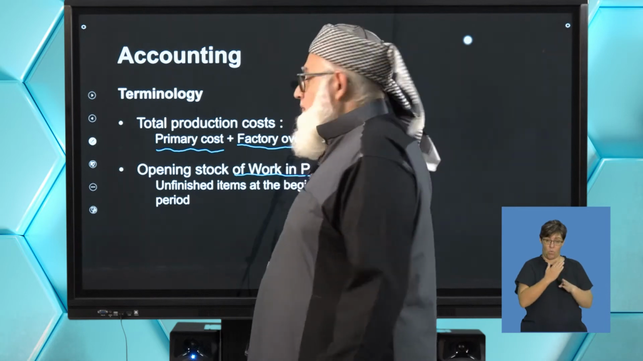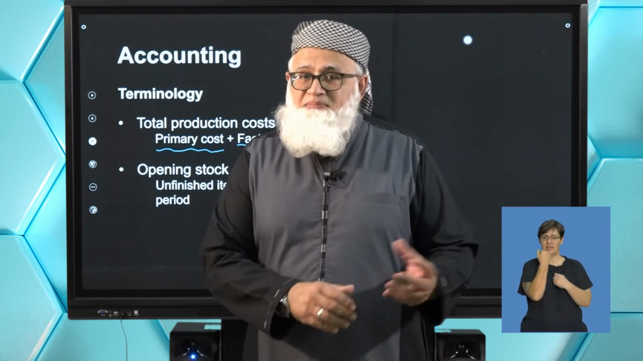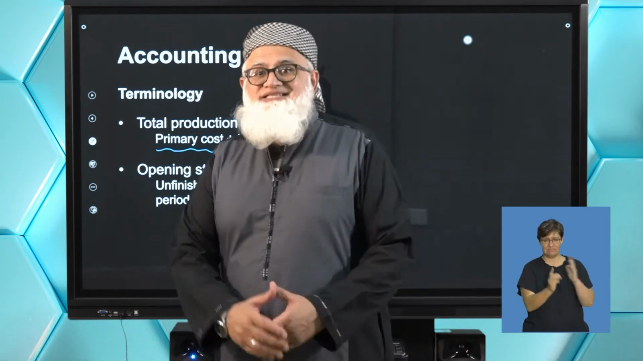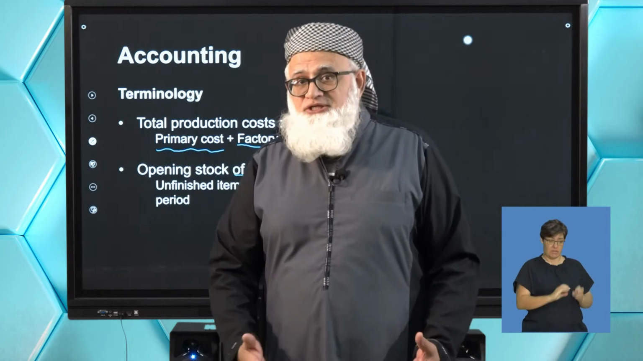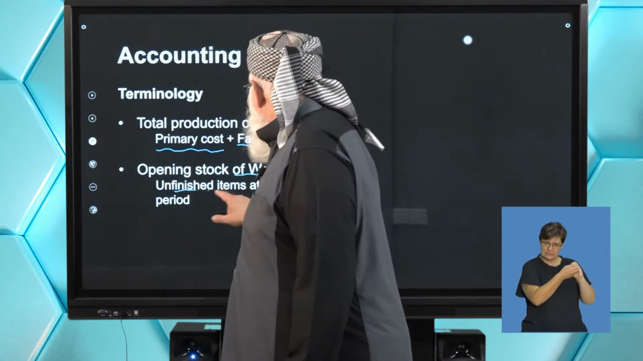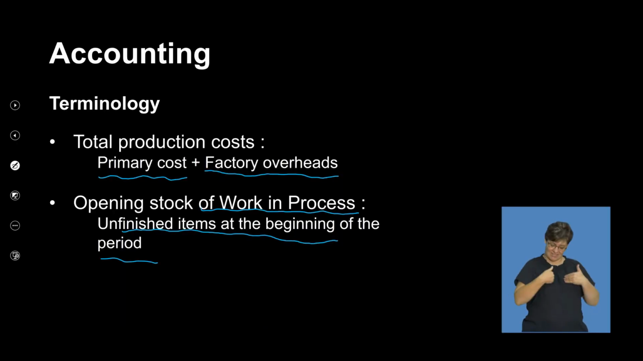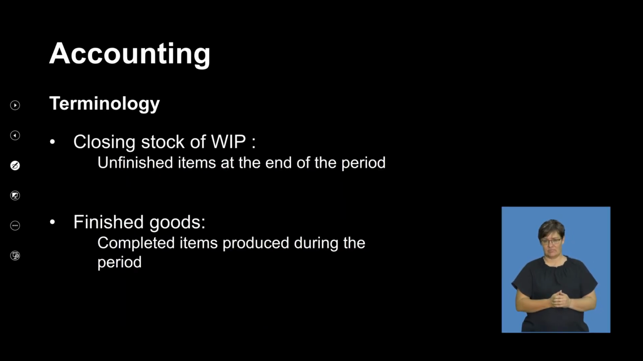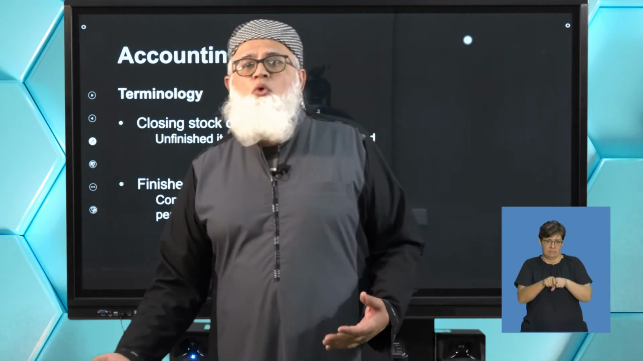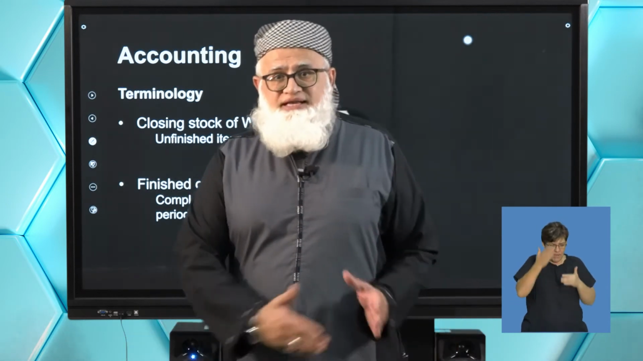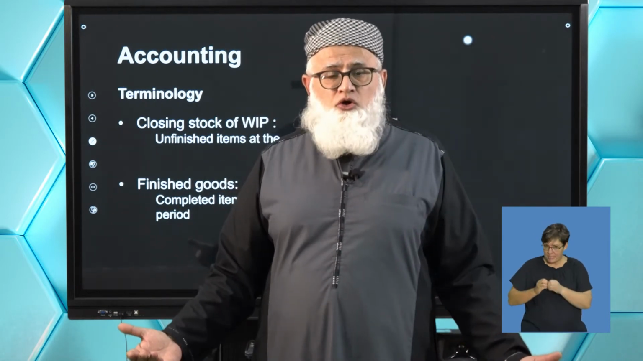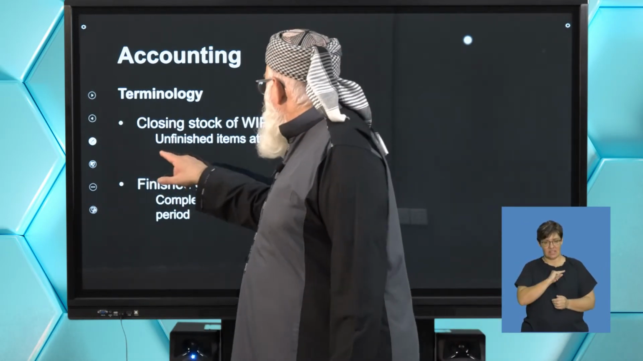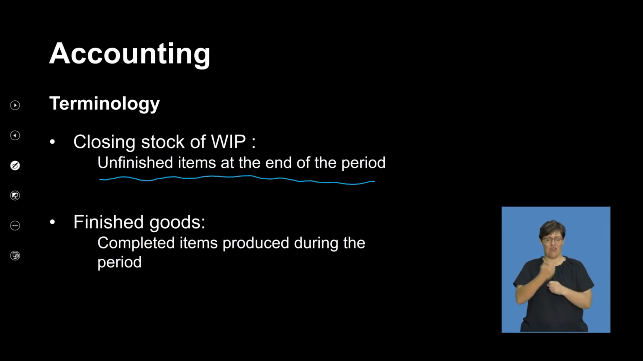Now, just to take you through this once again, when we talk about the opening stock of work in process, we mentioned when we walk into a factory at the beginning of the year, there are some goods that are in a semi-state of completion. In other words, they're not completely manufactured. That would be unfinished items at the beginning of the financial period. Then we go to the closing stock of work in process. By the same token, when you walk in at the end of the year, there are some goods that have not been completely manufactured. They are unfinished, in a semi-state of completion. Therefore, they would be your unfinished items at the end of the financial year.